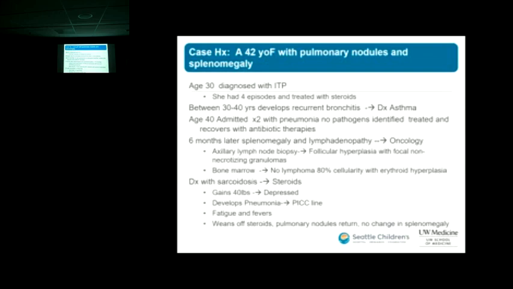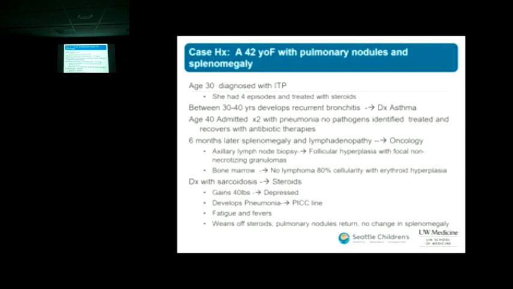So she's sent to the oncologist. She gets a lymph node biopsy and a bone marrow biopsy, concern for lymphoma. She has what is described as follicular hypoplasia with non-caseating granulomas in her lymph nodes, and the bone marrow has no evidence to suggest lymphoma. So given her pulmonary nodules, she gets diagnosed with sarcoid. So she gets started on steroids. As a consequence, she gains 40 pounds, she gets extremely depressed. She gets another episode of pneumonia, she gets a PICC line for this, needing IV antibiotics.